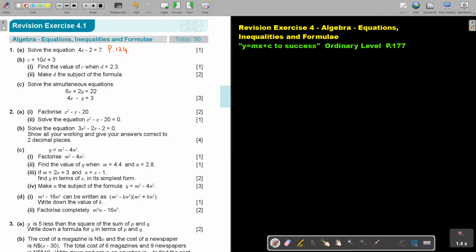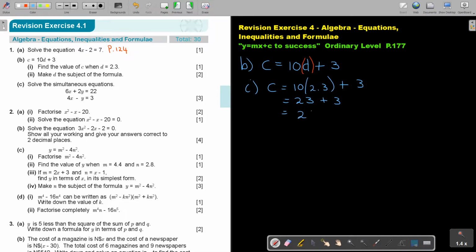C equals, and I always like to first write that down, so this is number B. C is equal to 10D plus 3. Find the value of C when D is 2.3. This is just basic substitution. So in the place, and don't forget, in the place of D, I'm just going to substitute 2.3. So I'm going to say C equals 10, and then I put that 2.3 and I just add the 3. So this is going to be 23 plus that extra 3, and that will give an answer of 26.